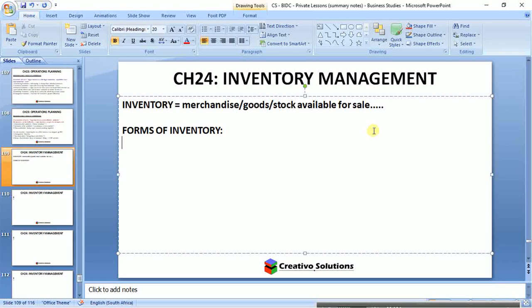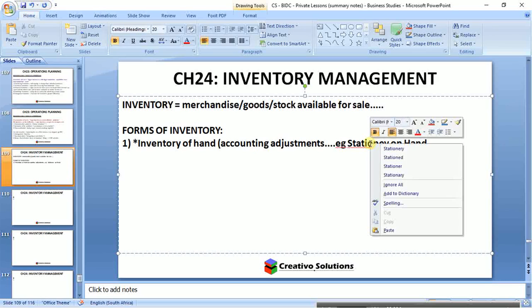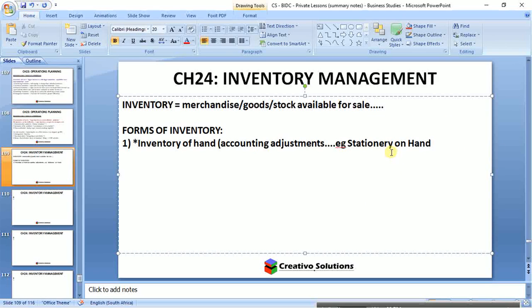Right, so the first one, I'm just going to put a note here. Number one, asterisk, inventory on hand, brackets, accounting, adjustments, e.g. stationery on hand. Okay, the textbook spoke about stationery. Stationery on hand, and that's a form of inventory on hand. Right, so that's the first form.